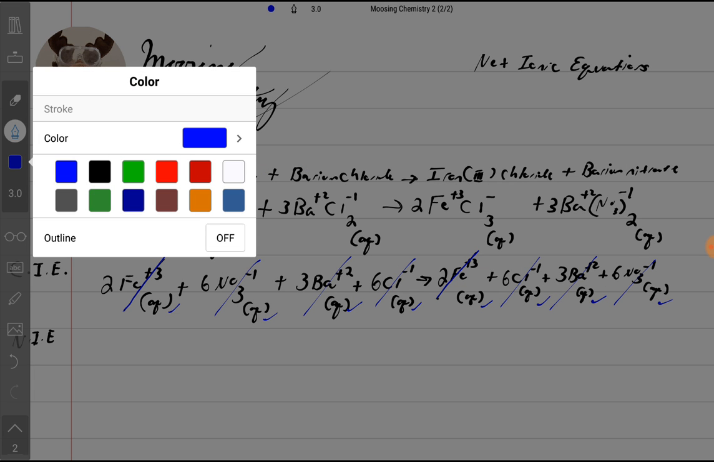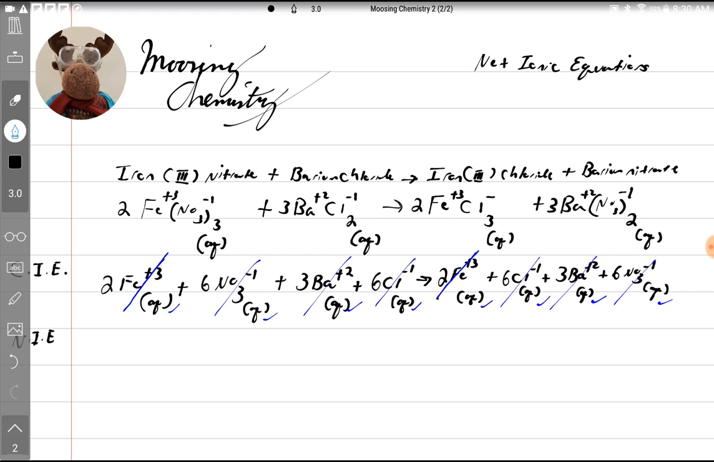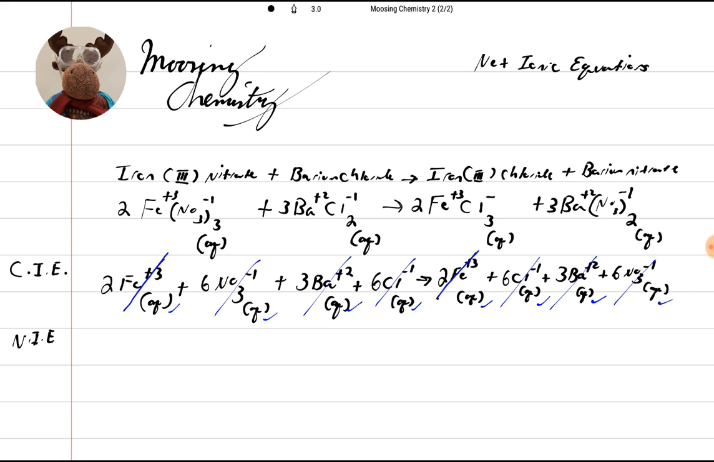Wait a minute, what does this mean? We don't have a net ionic equation. So you would just say nada, or no net ionic equation, or does not exist.